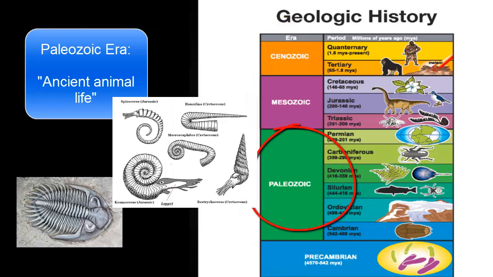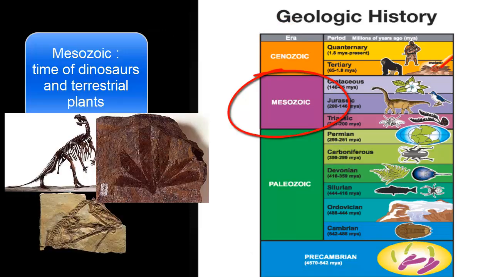In the Paleozoic era, we're talking about ancient animal life. In the Mesozoic era, most of you have probably heard of the Mesozoic era, it's broken down into periods: Triassic, Jurassic, and Cretaceous. But those are all basically known as the age of dinosaurs, or what's oftentimes called the middle life. Now, this era was not only about dinosaurs. This is also a time when much of the terrestrial plants started to show up and appear in our fossil record.